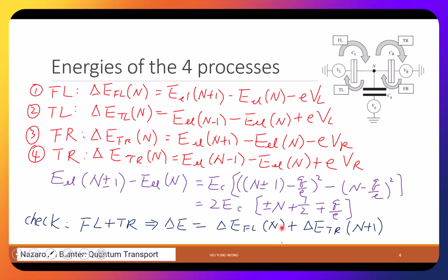If this is N, right? Or we don't even need to use this equation. If this is N, then this is this equation, right? Maybe I just write down everything. So what is this? This is equal to, well, E_L(N+1) minus E_L(N) minus eV_L. That is the first term. Correct? I just copy from here. How about this term, the right one? What should I put now?